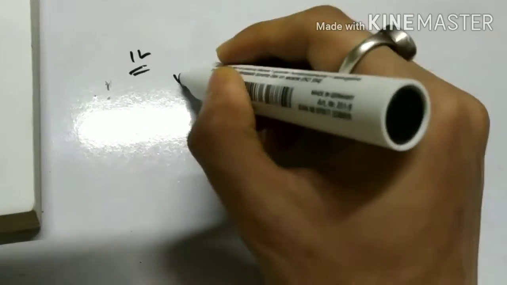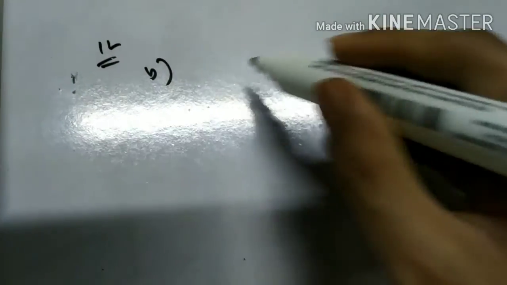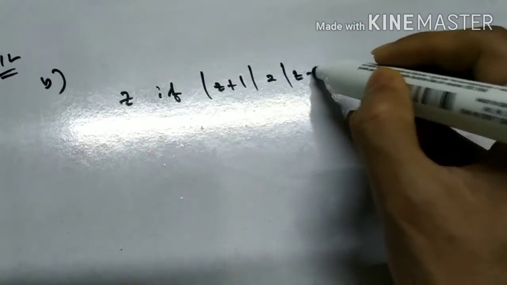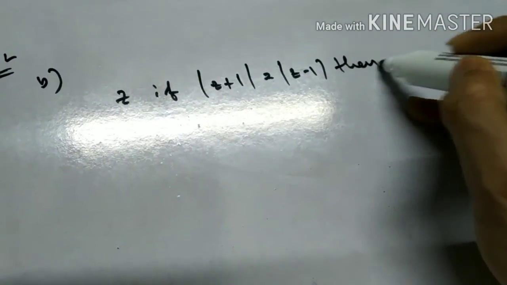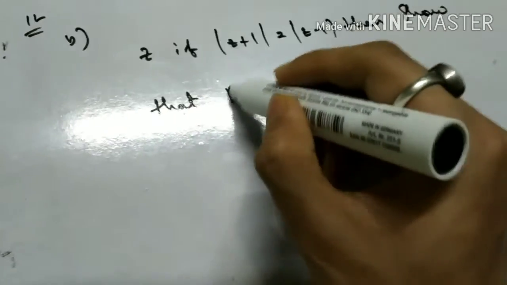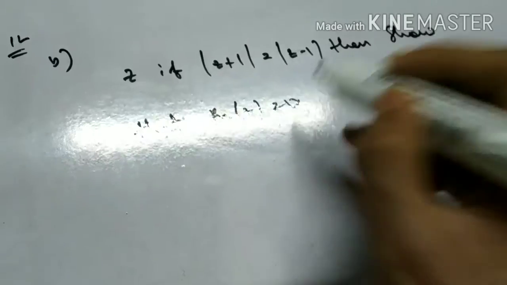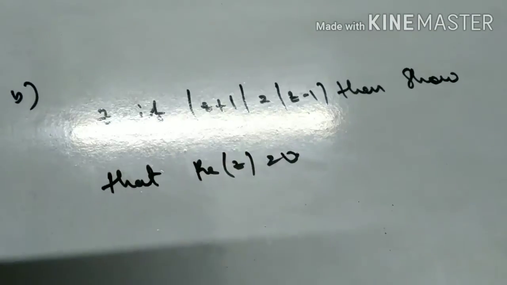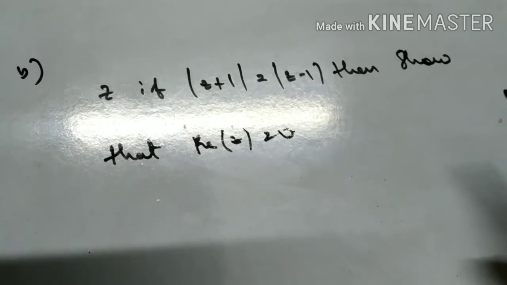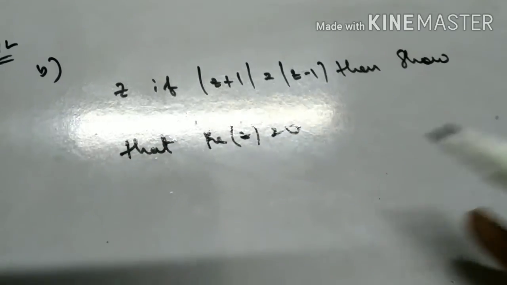Okay. Next it is 12 number B, saying that for any complex number z, if modulus z plus 1 is equal to modulus z minus 1, then show that Re z is equal to 0. That means the real part of this complex number is 0. Re z means real part of this complex number is 0. Real part of z is 0.